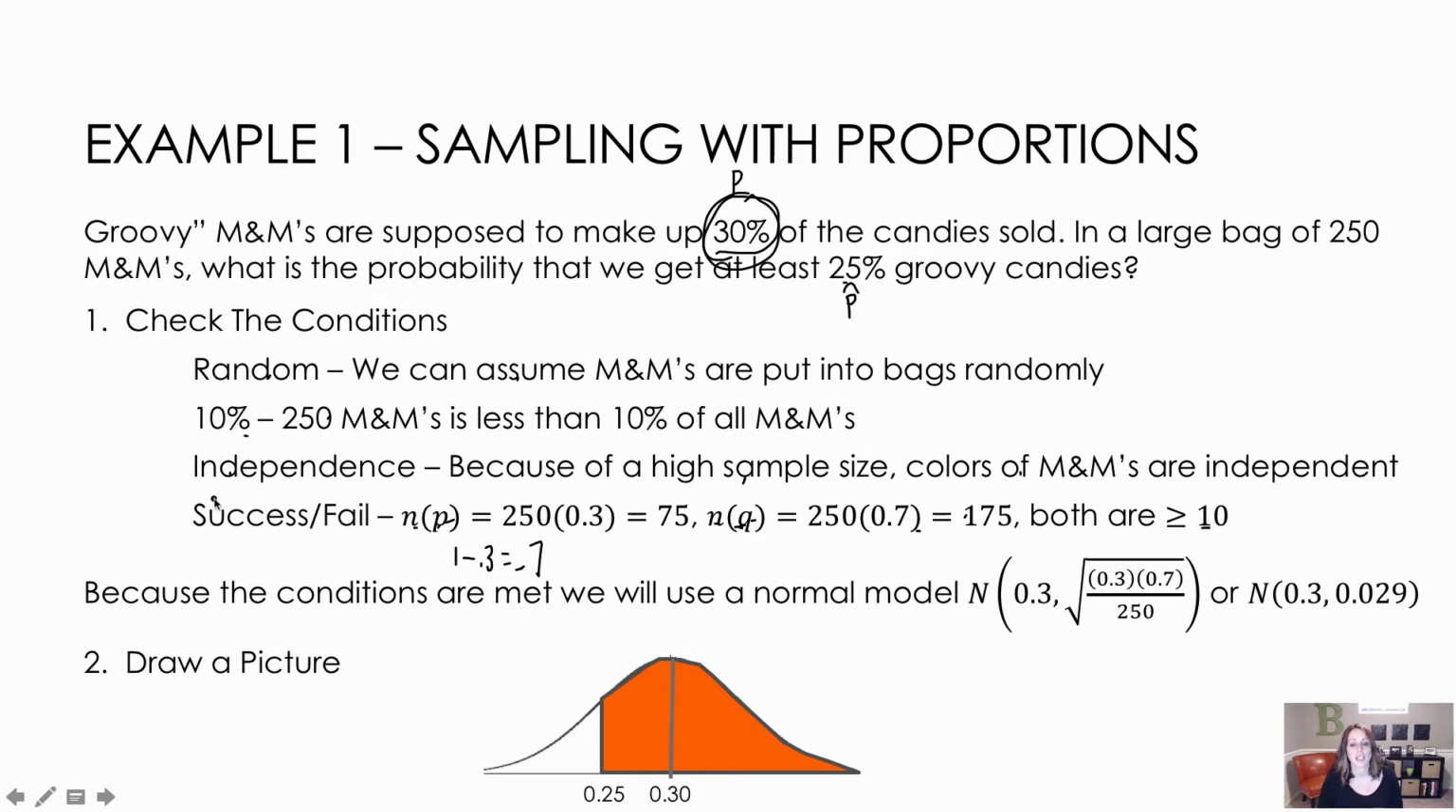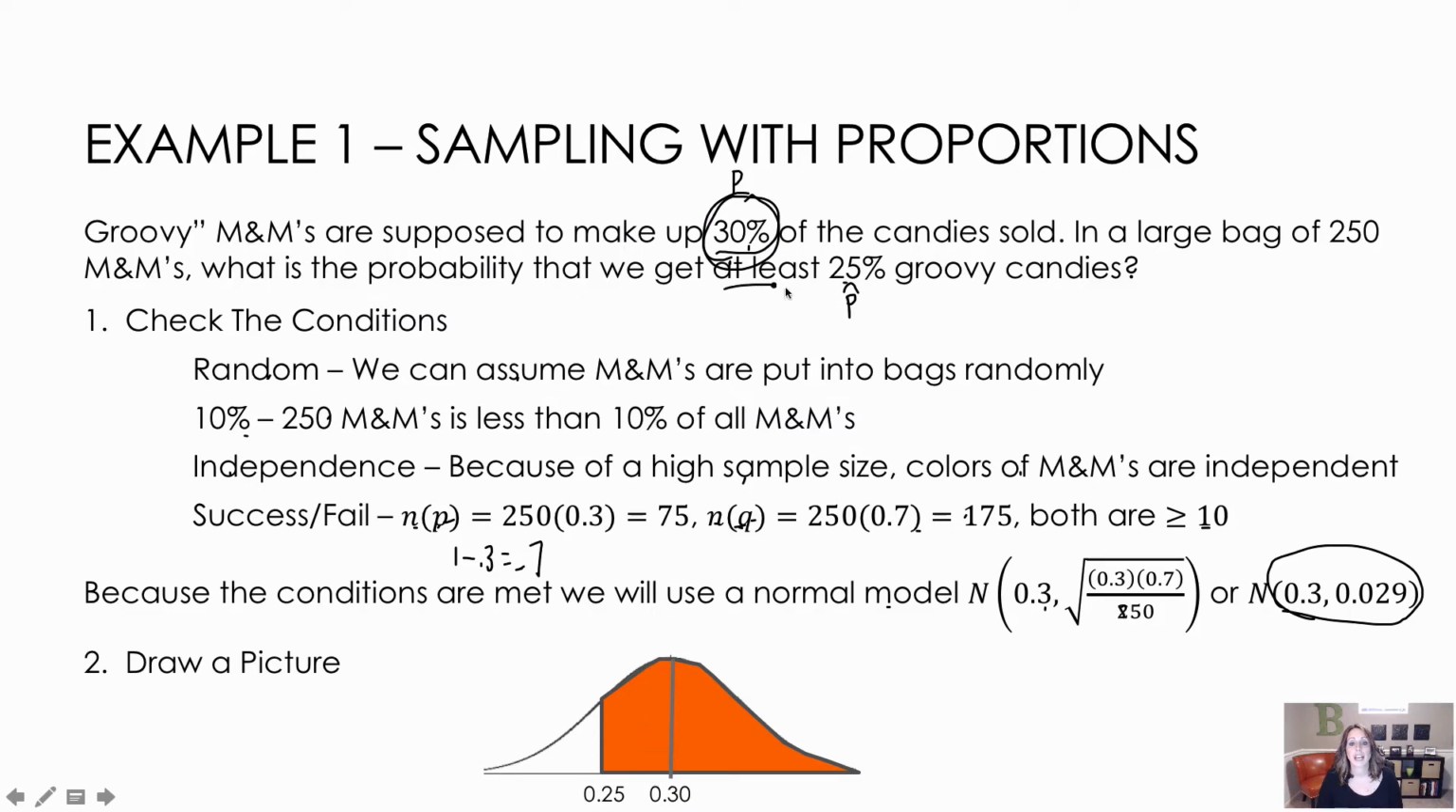So it meets all of the conditions, so we're going to use the normal model, where the mean is 0.3 and the standard deviation is the square root of P times Q over N. And notice that I've rounded to 3 places. I would go to 3 or 4 places each time you do that. Now I'm going to draw a picture, and I know that in the center of the picture goes my 0.3 because that's what's expected, and that always goes in the middle.